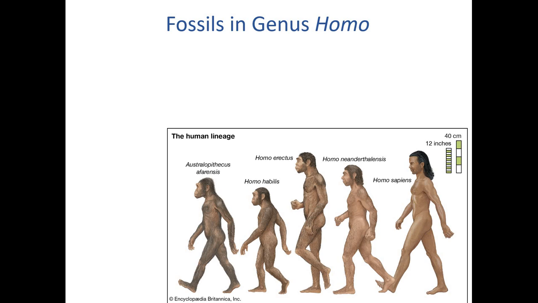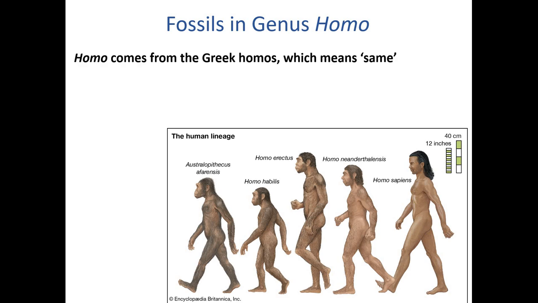So fossils within the genus Homo is what we'll talk about next. This genus term Homo comes from the Greek word homos, which means same. And so these ancestors, of course, are quite similar to us. First we're going to talk about Homo habilis and Homo rudolfensis.